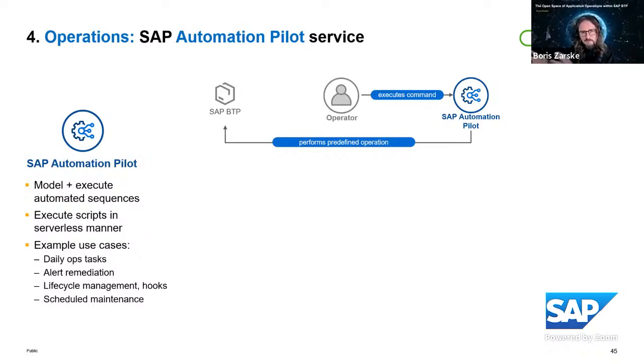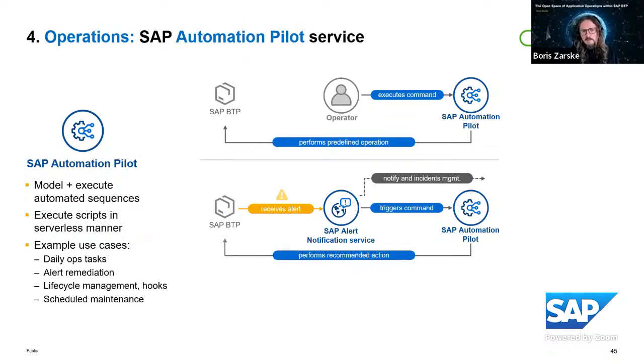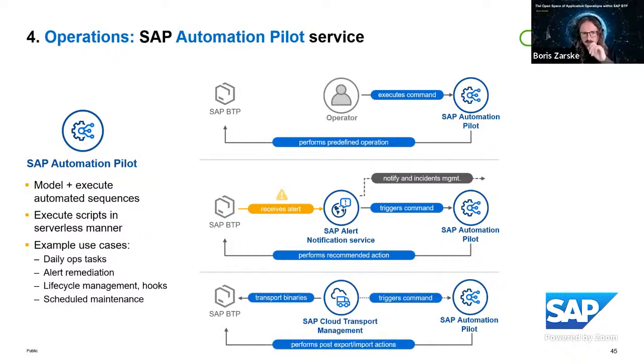And that's not something you do step by step, but you can trigger it to get executed in parallel, for example. Another one is alert remediation, meaning an issue with your application comes up. Alert Notification service sends you a notification via channel of choice, but it could then also directly trigger a recommended action on Automation Pilot Service, like restarting the service or performing auto-scaling. And finally, also around lifecycle management tasks like transports, you could perform pre or post activities automatically. So that just triggers whenever you perform a transport into a certain environment, that a corresponding action gets performed.